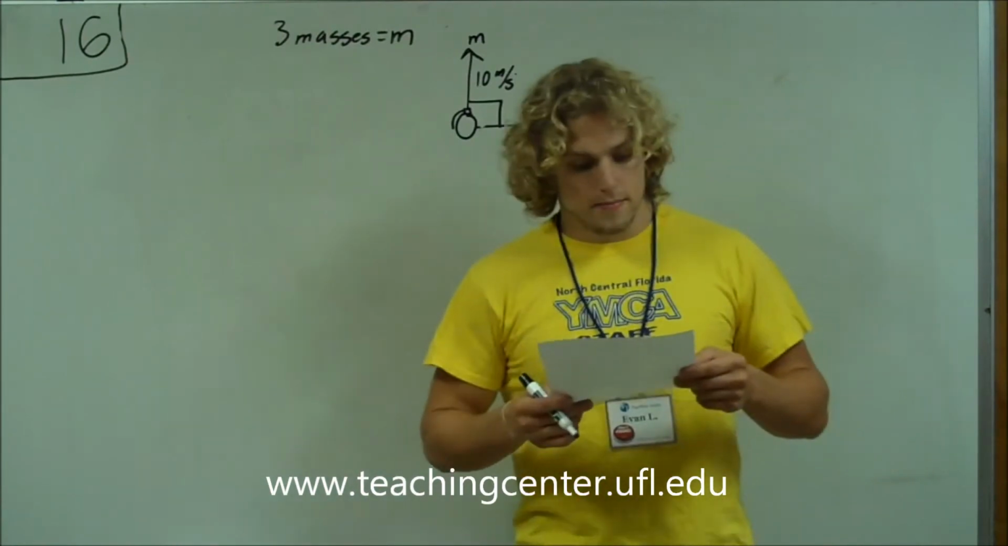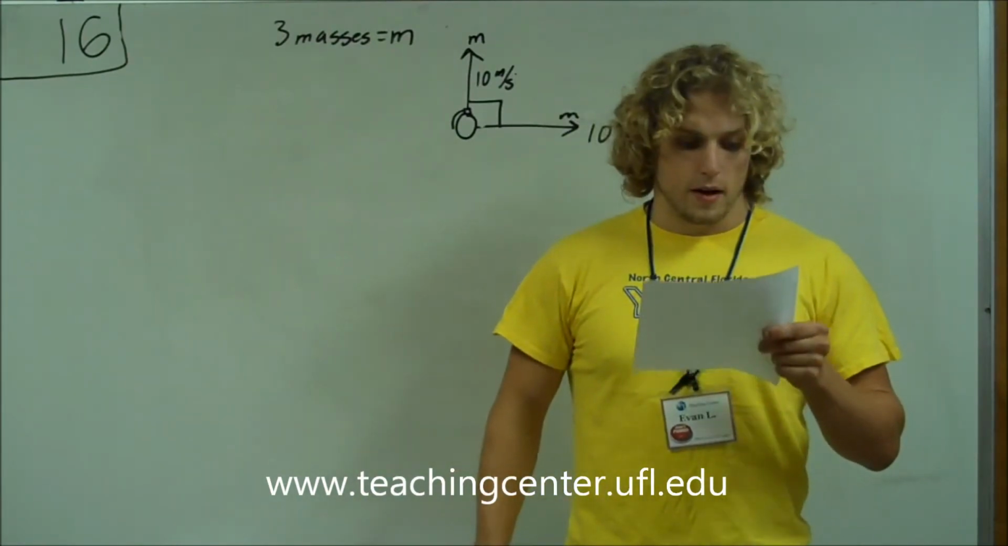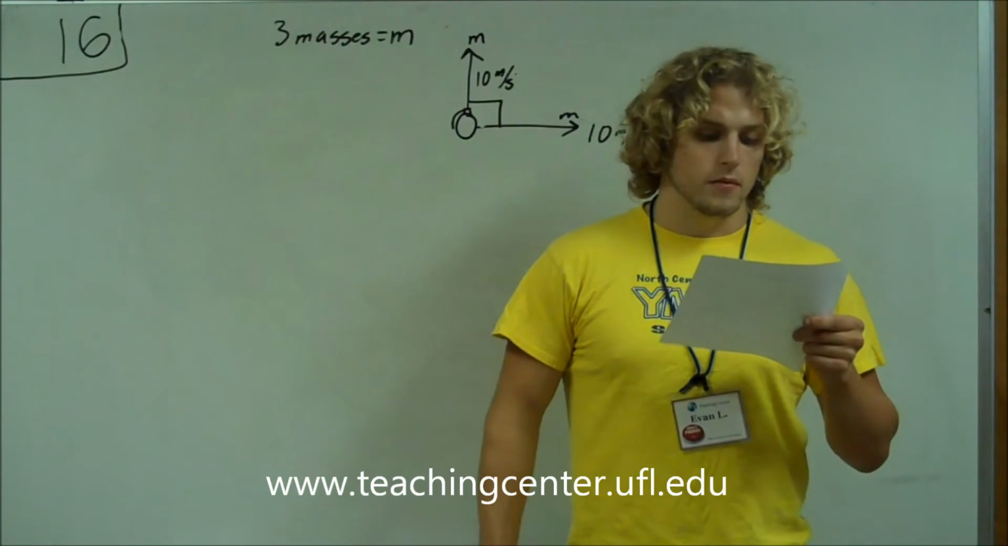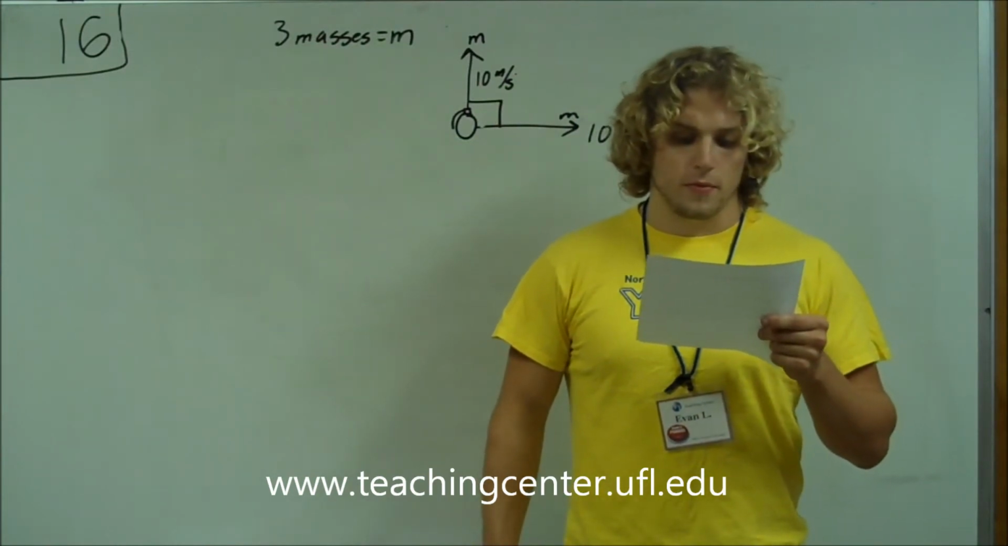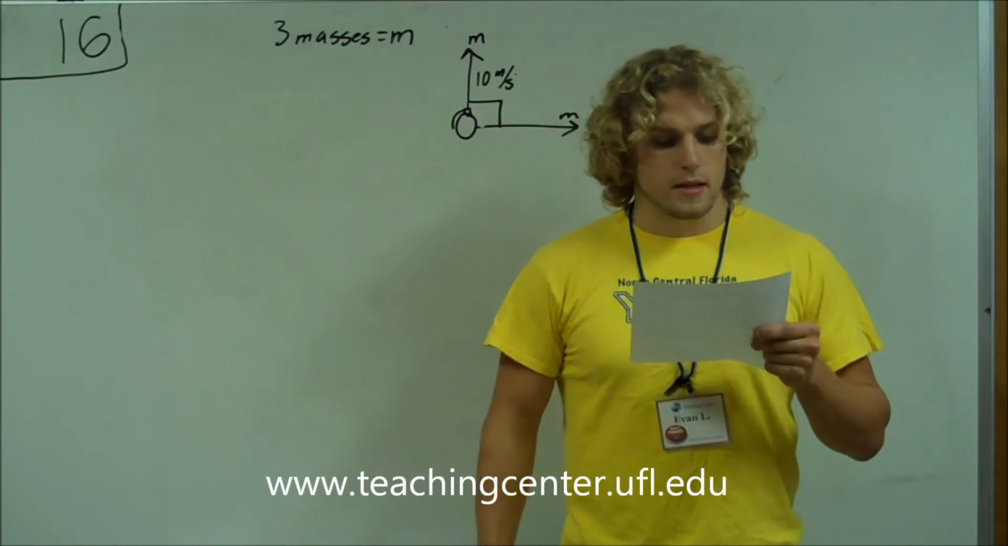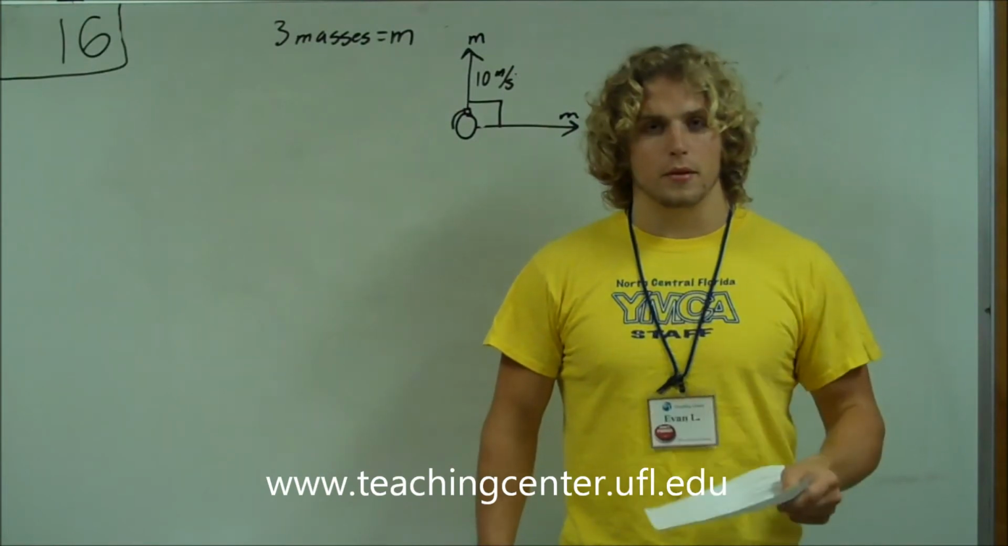This is question number 16. A hand grenade at rest explodes into 3 fragments of equal mass. 2 of the fragments fly at right angles to each other, each with a speed 10 meters per second. What is the speed of the third fragment in meters per second?